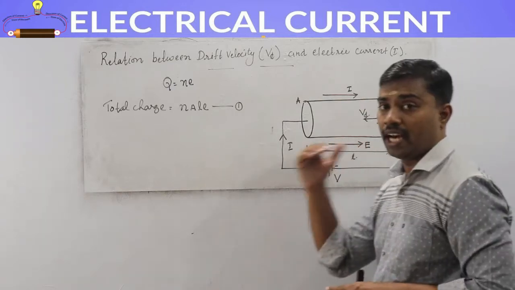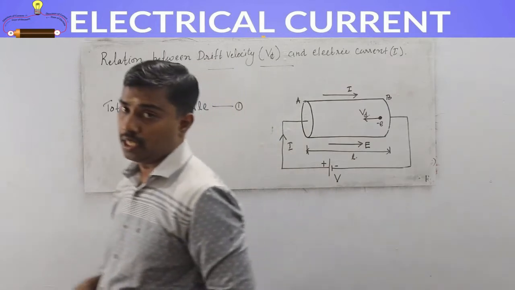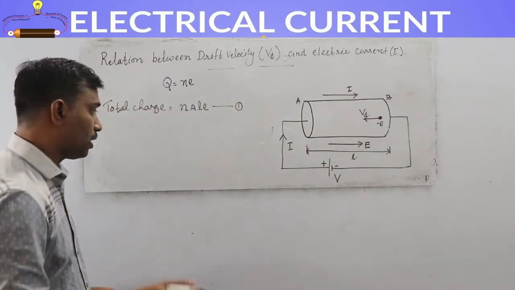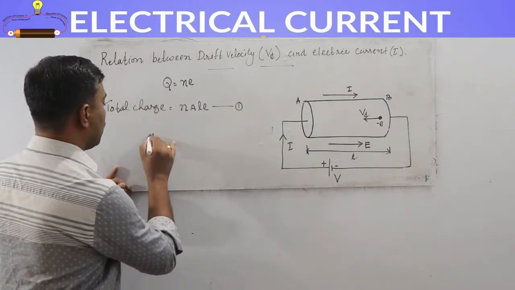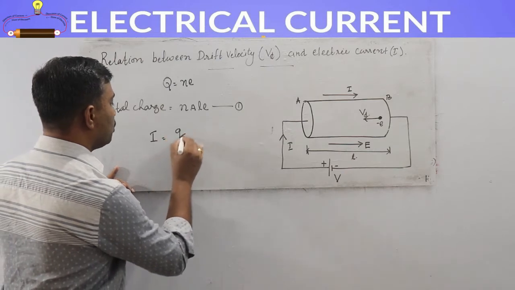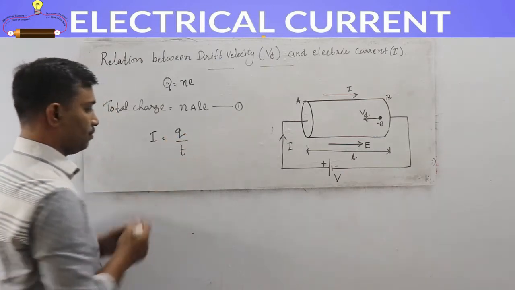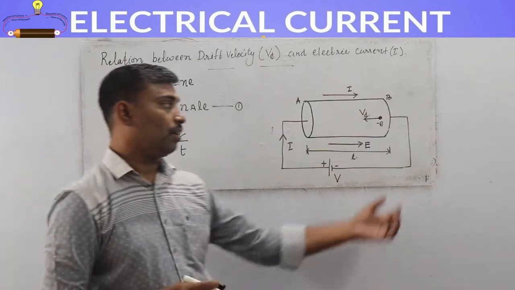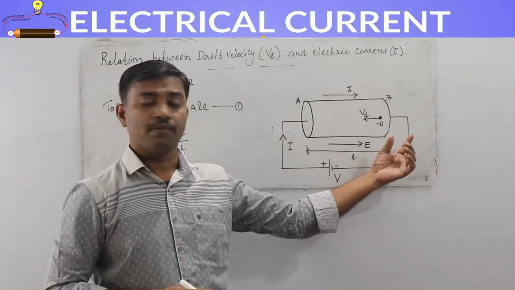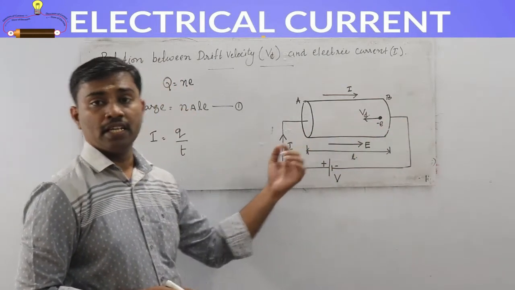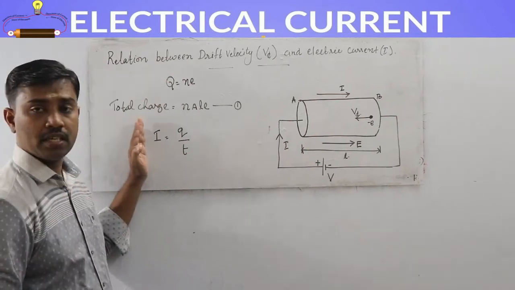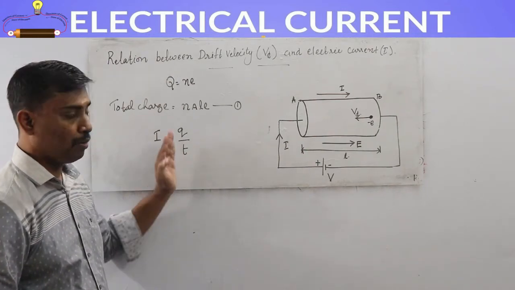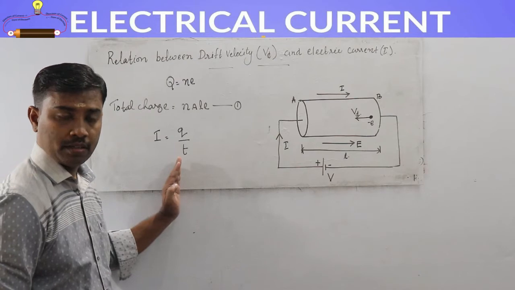So a current flows through the conductor. That current is given by I is equal to Q by T. So within T seconds, all the electrons will reach from B to A. So the current is given by I is equal to Q by T. Is it clear?